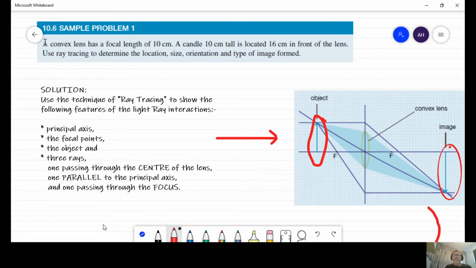So we've got 3 things to draw. From the top, if I take from the top there a middle, I've got 3 rays to draw. I've got to draw the principal axis, which is this one, right through the middle, down to there. I've also got 2 focal points. So it's going to be over here.